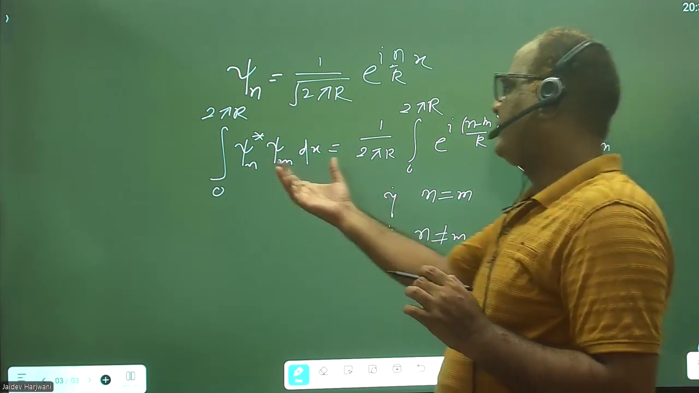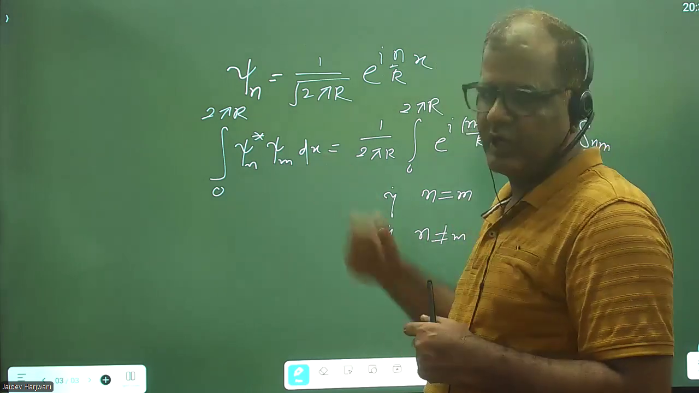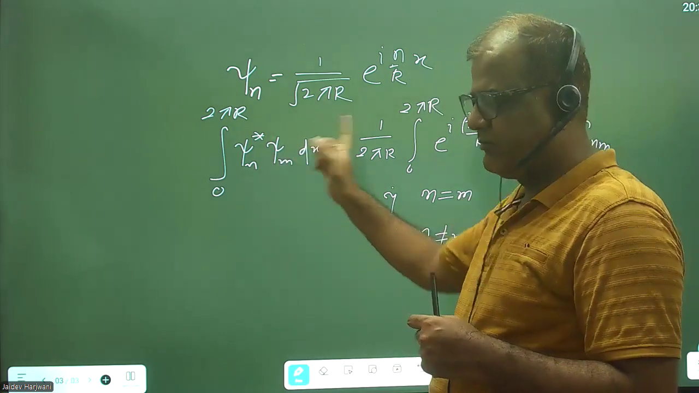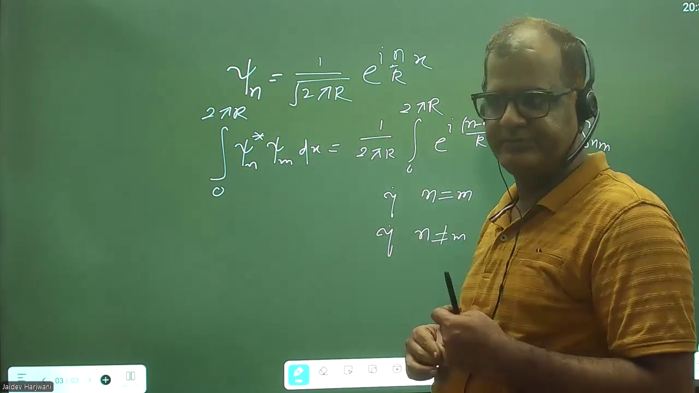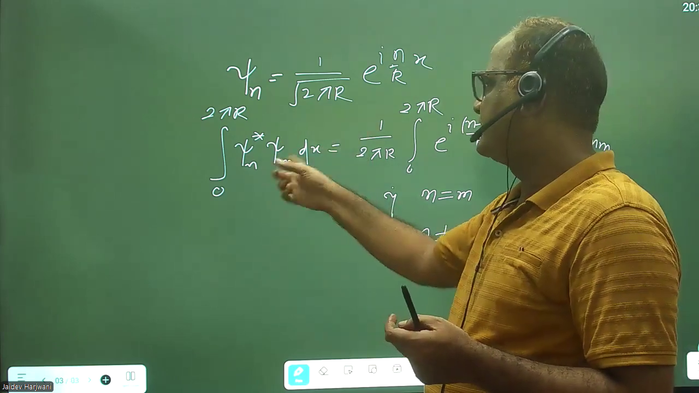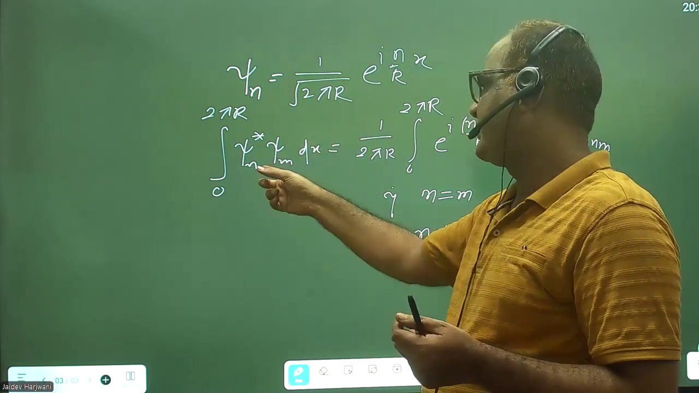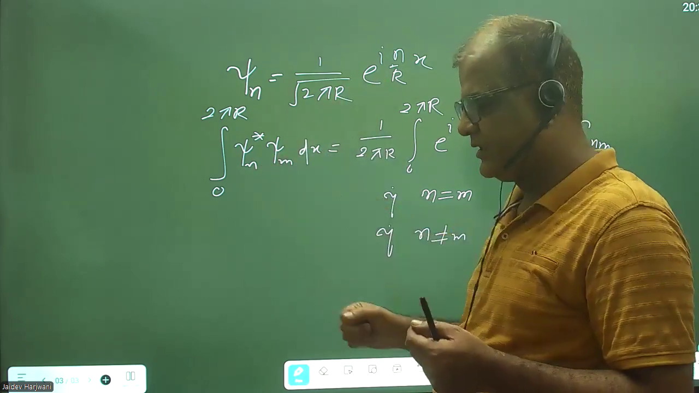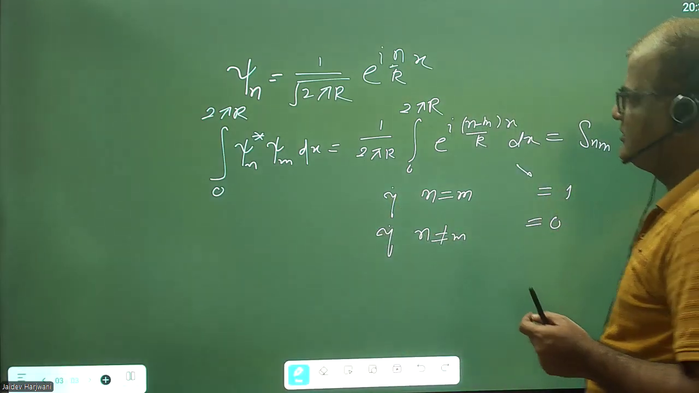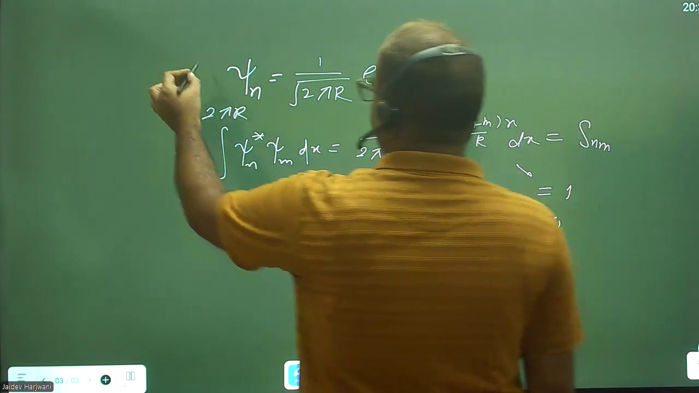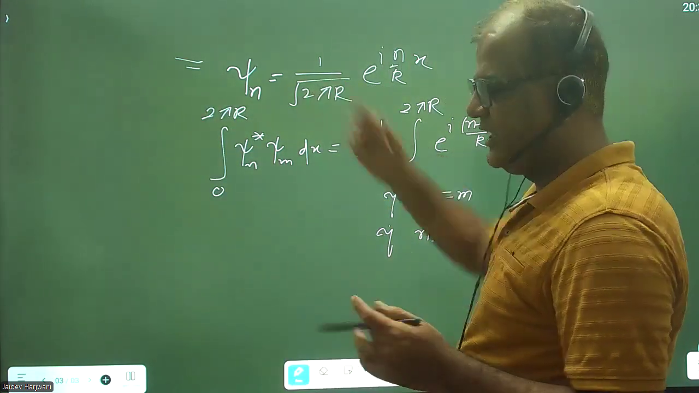So this is the property of these states, that these states are orthonormal. They are normal to each other, like vectors. If two vectors are normal to each other, their dot product is 0. Similarly here, if two states are normal, their inner product will be 0. So these are orthonormal states. This is the property of this function. Now my aim is to calculate the probability of a state n.